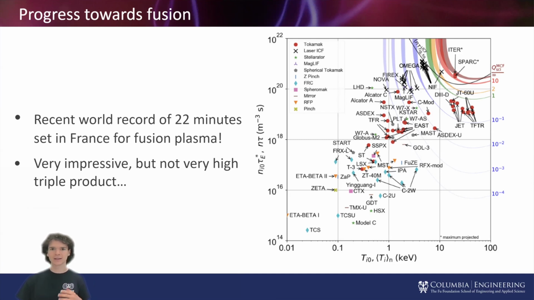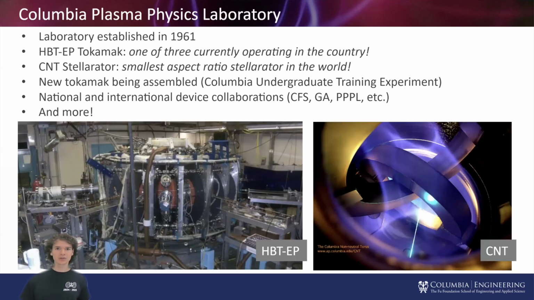Now, for stellarators, the rule of thumb currently is that stellarators have been about an order of magnitude below tokamaks in triple product, and that's currently where they sit today. Although stellarators have a very promising future, they have not had the funding to produce as many devices as tokamaks have. Hopefully they will produce more in the future. And finally, just a little bit about the Columbia Plasma Physics Laboratory.